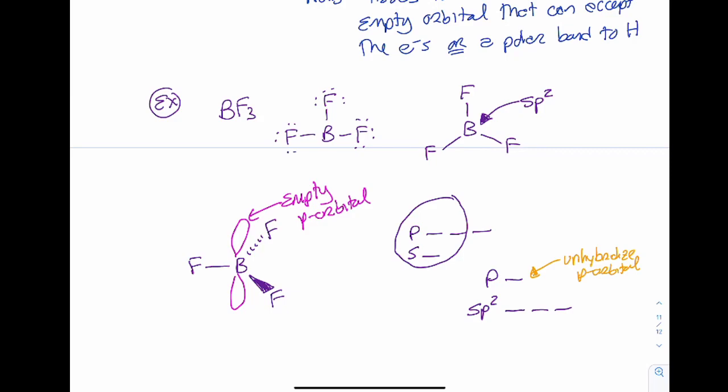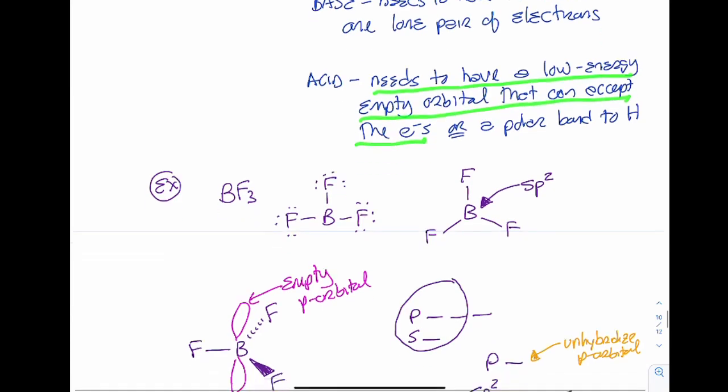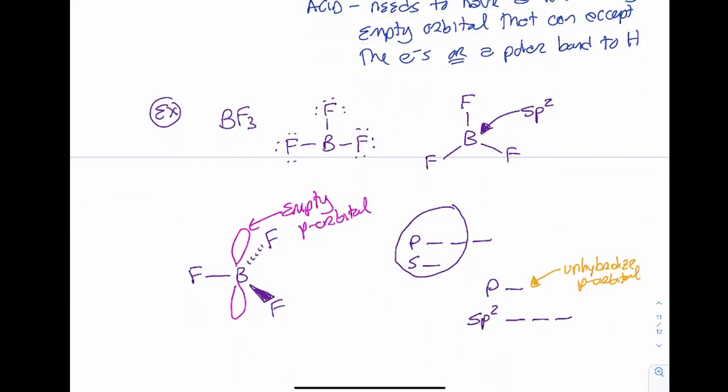Because boron trifluoride has an empty p orbital, that makes it a Lewis acid. It has a relatively low energy empty orbital that can accept electrons. And you wouldn't know that it has an empty orbital if you don't remember the hybridization. If something's sp2 hybridized, it does have an unhybridized p orbital. It's not involved in a pi bond in this case, so it is empty, making BF3 a Lewis acid.